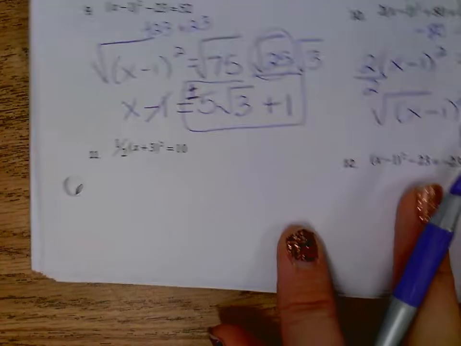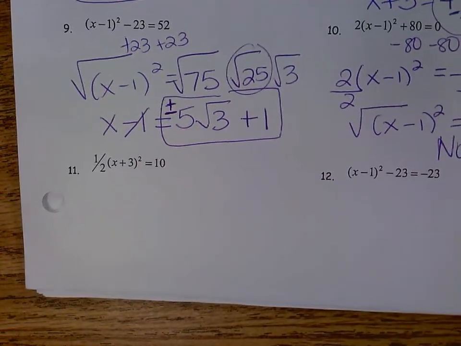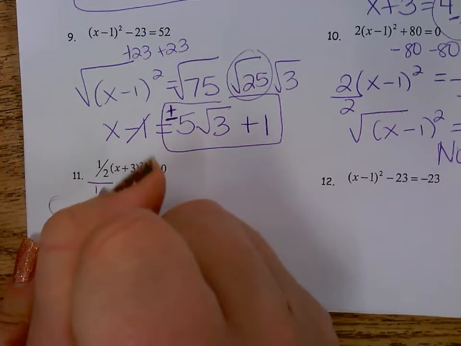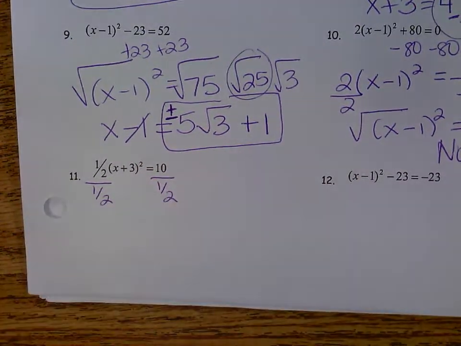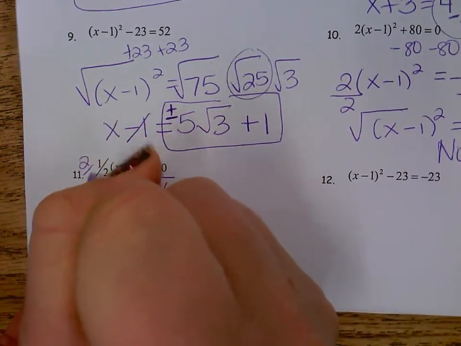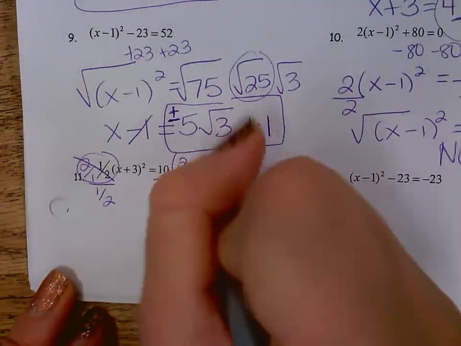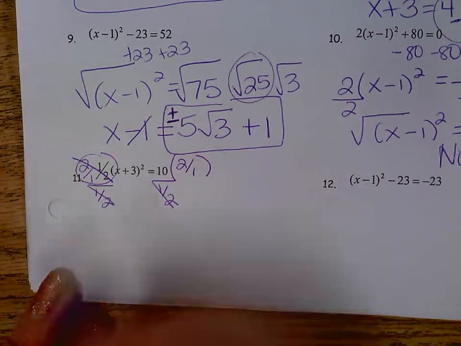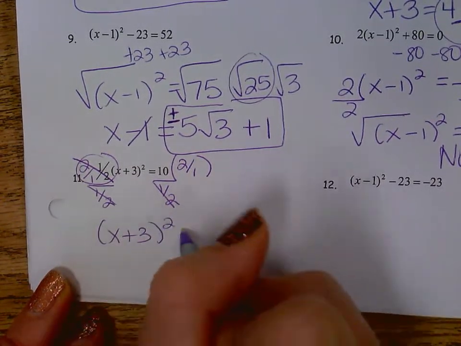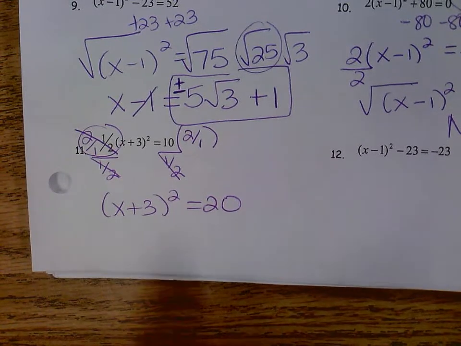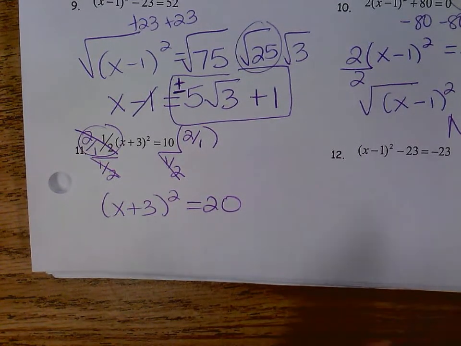All right, number 11 tripped some of you up because of the fraction. When you divide by a fraction, the answer is not 5. So when you divide by a fraction, don't be shy. Flip the fraction and multiply. You're really multiplying because if you multiply by 2, see how 2 times 1/2 is just 1, so they would cancel out? So you're really multiplying by 2. So you get x plus 3 squared equals 20, not 5. So if you got that one wrong, please fix it.